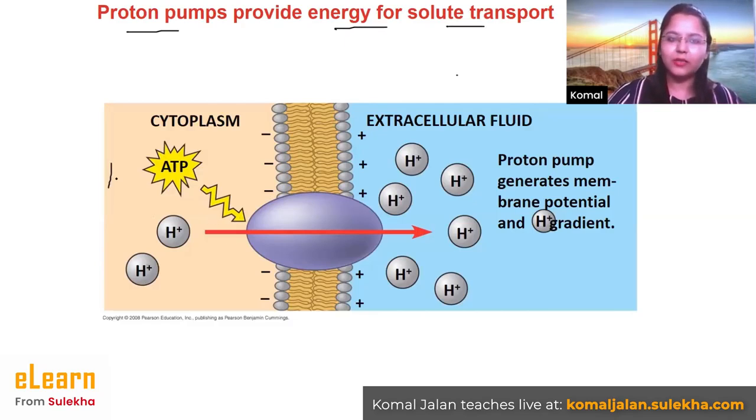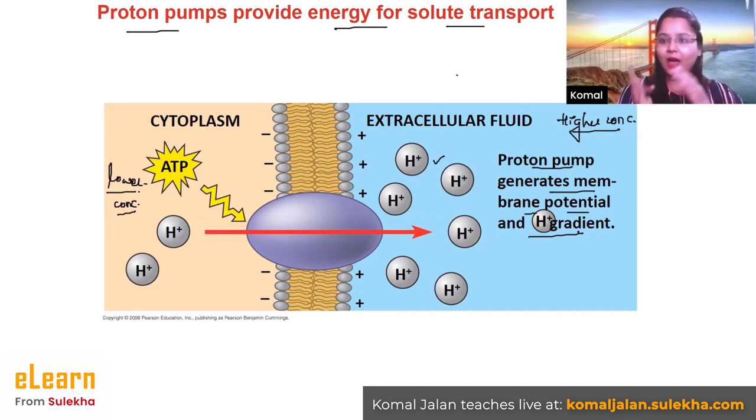You can see that this is the lower concentration, here it's a higher concentration, and protons will be pumped to generate the energy. The proton pump generates a membrane potential gradient, which will be helpful in transporting the ions from the lower side to the higher side.